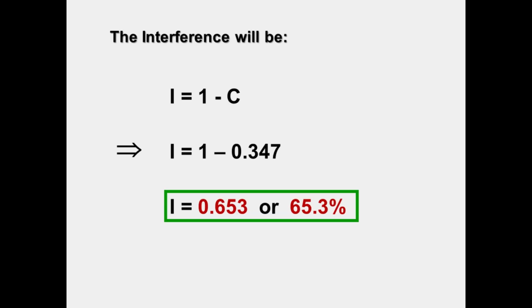Finally, interference is calculated as I equals 1 minus C. In this example, interference is 0.653 or 65.3%. This concludes our discussion on 3-point genetic mapping.